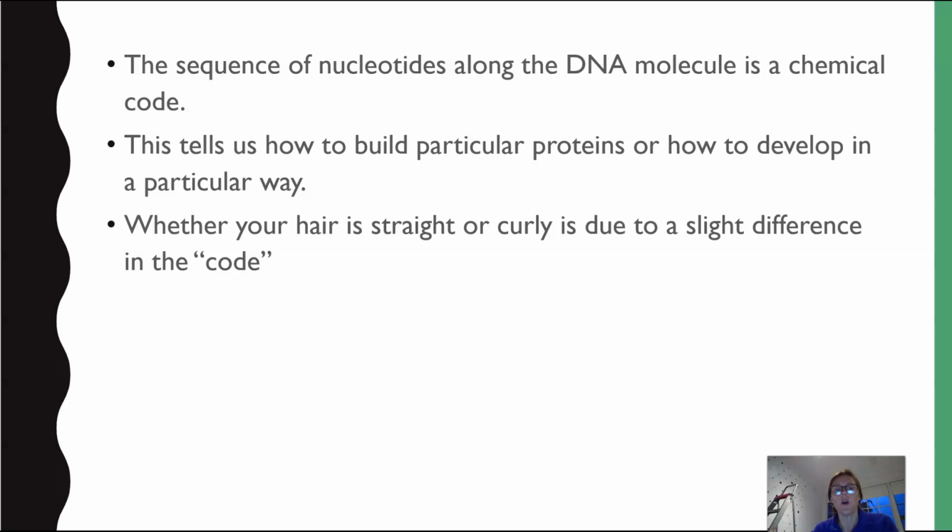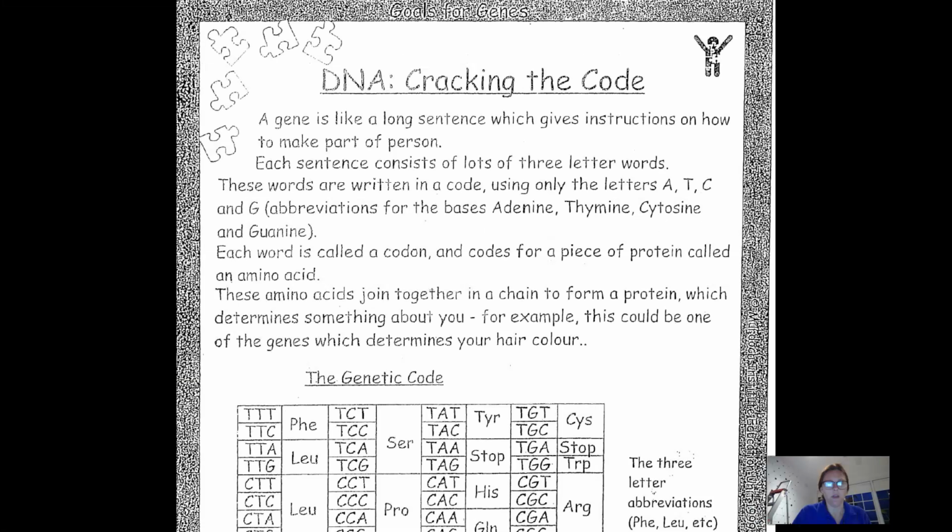So what we're going to do is have a go at a little activity to see how this actually works in practice. I'm going to provide you with a worksheet in your lesson plan that I want you to have a look at, and it's called DNA Cracking the Code. As we've already said before, a gene is like a long sentence made up of three-letter words. So, the cat sat on the mat. But each of them are three-letter words.